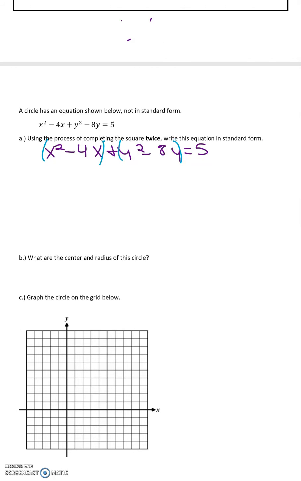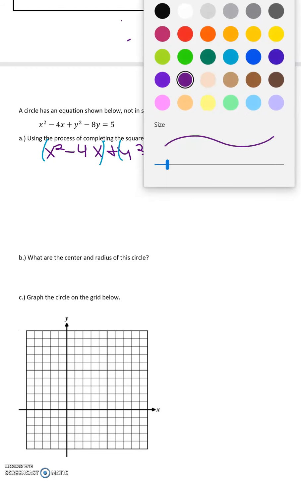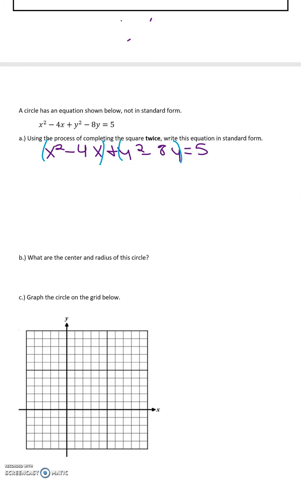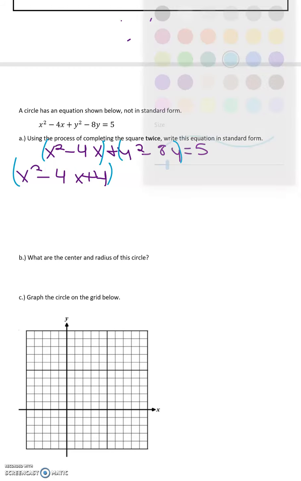If we're ignoring the second part of this equation and just focusing on x squared minus 4x, there's no constant term to move to the other side, so our next step would be to take half of 4 and square it. Half of negative 4 is negative 2. Square that, we get 4. So this is going to be x squared minus 4x plus 4. I'm going to keep that in parentheses.